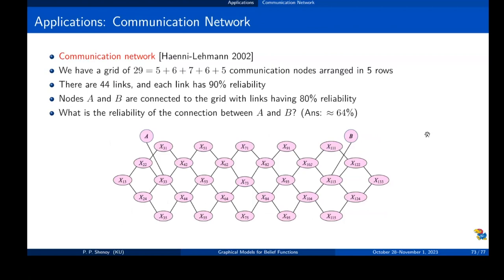And then you can make this network as big as you want. This is what Hani Lehman did to show the power of their method, and this is all implemented. Even without making it bigger, it takes the belief function machine a second or two to do it. If instead of 29 nodes I have 100 nodes, it will take a few seconds, and you can make it faster by just changing one parameter in the model.